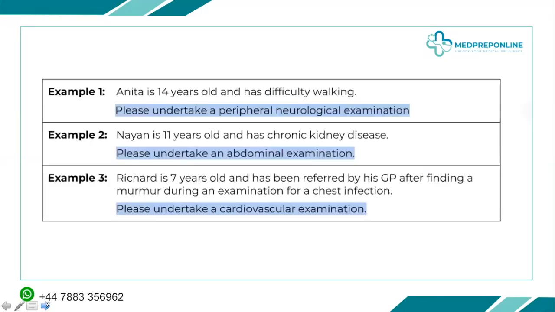Here are the examples. I have given these examples to clarify how the examiner is going to give you the opening statement. Here the examiner says Anita is a 14-year-old and has difficulty in walking. Anita will be inside the room, maybe with a parent or maybe alone because she is 14. The examiner will give you a command: please undertake a peripheral neurological examination. So this is a brief opening statement after a short intro in one sentence. They are telling you to proceed.